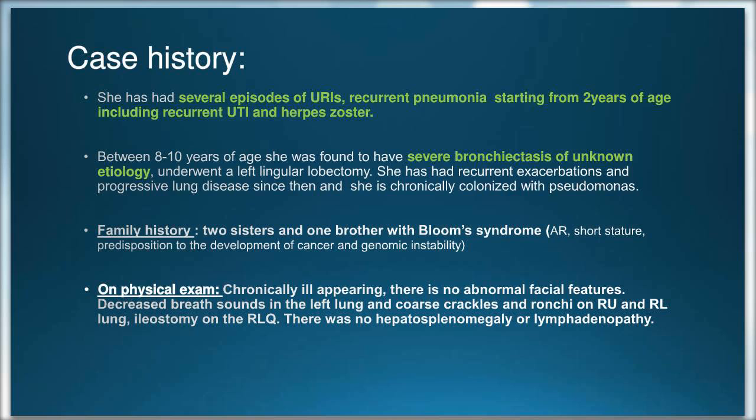Coming to her family history, she has 2 sisters and 1 brother with Bloom syndrome, which is an autosomal recessive condition characterized by short stature, predisposition to development of cancer, and genomic instability. The patient did not have Bloom syndrome. On her physical exam, she is chronically ill appearing. There were no abnormal facial features. She has decreased breath sounds on the left lung field and coarse crackles and rhonchi on the right upper and lower lobes. She has an ileostomy on the right lower quadrant. There was no hepatosplenomegaly or lymphadenopathy.